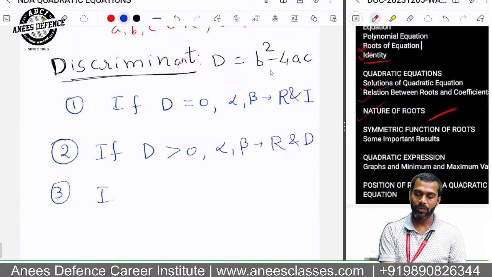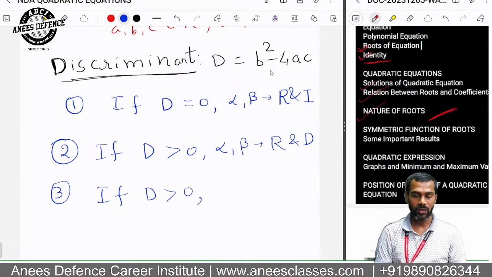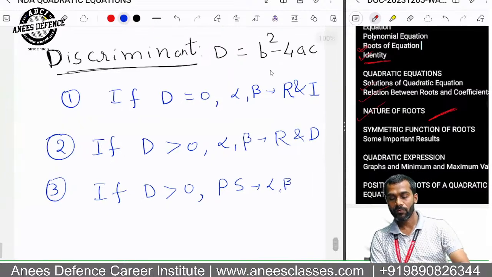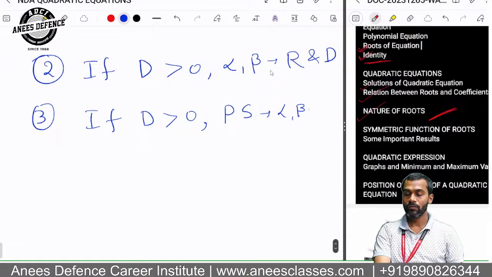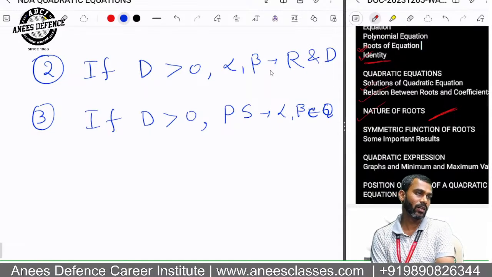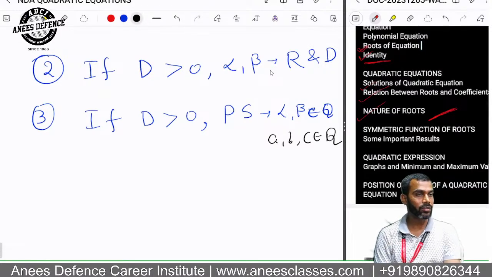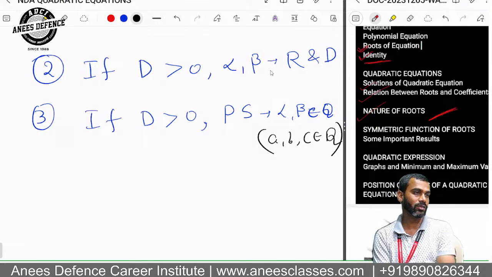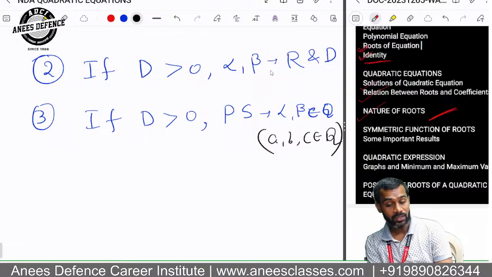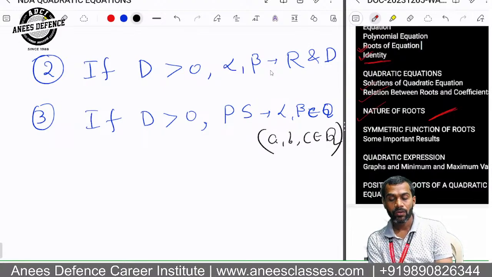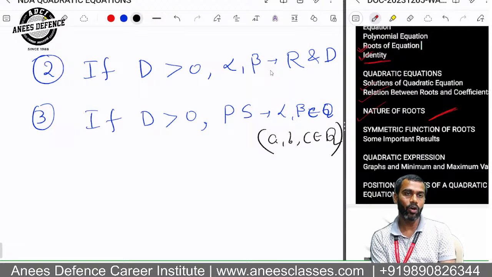Number 3. If D is greater than 0 and D is a perfect square (PS means perfect square), then tell me, alpha and beta are what? If it is a perfect square, then what will it be? Rational numbers, provided a, b, c are rational. That condition is also there. So if a, b, c are rational numbers and D is a perfect square, then alpha and beta will be rational. I mean both the roots would be rational.